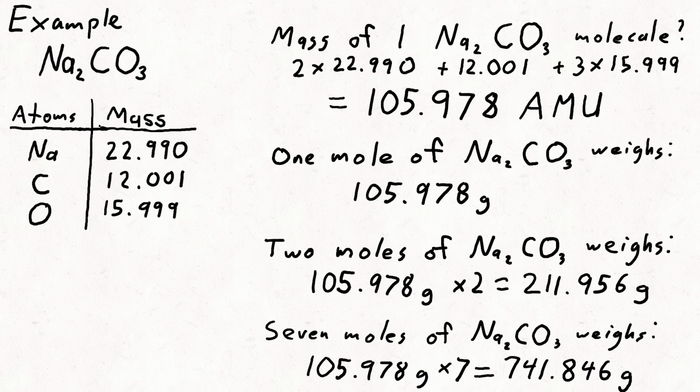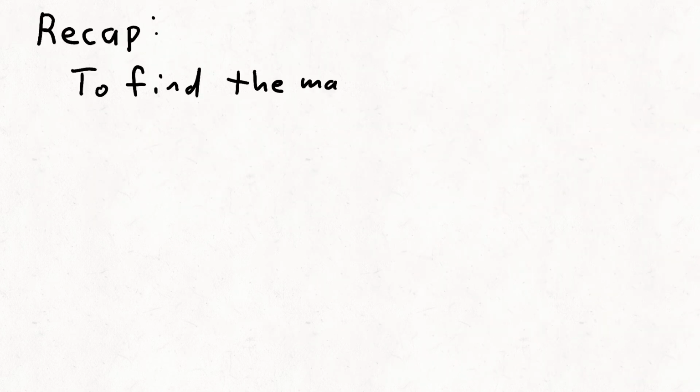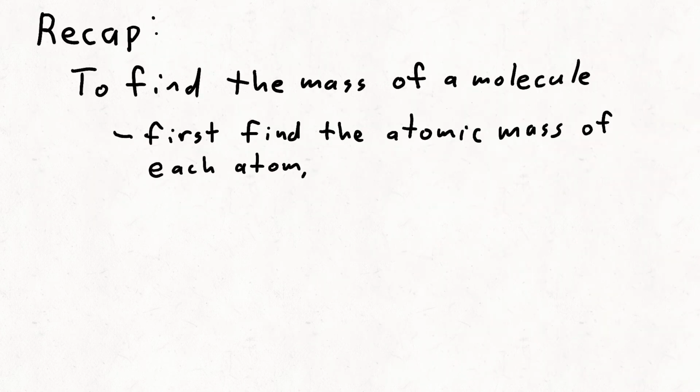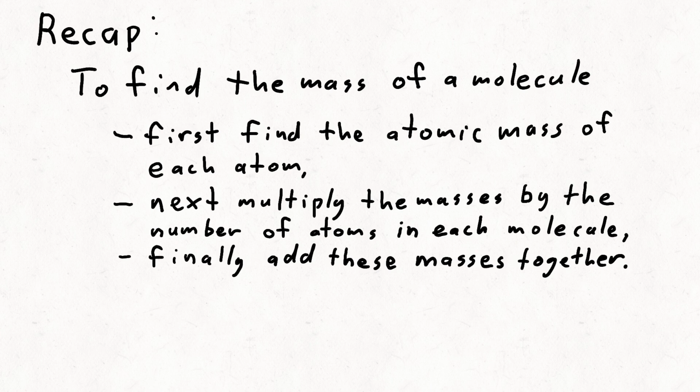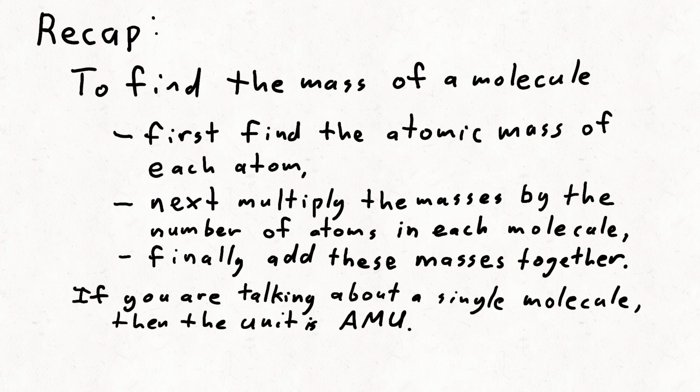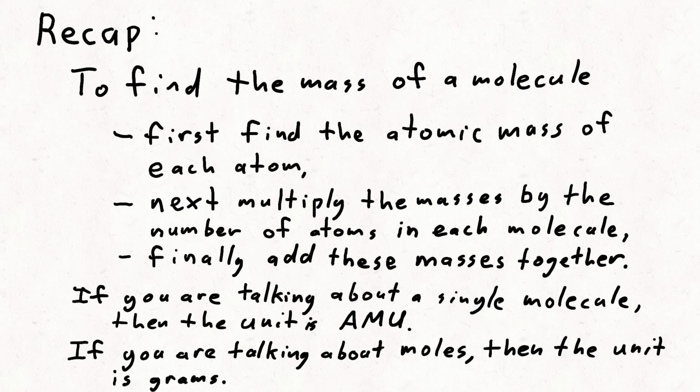To recap, to find the mass of a molecule, first find the atomic mass of each atom. Next, multiply the masses by the number of atoms in each molecule. Finally, add these numbers together. If you're talking about a single molecule, then the unit is AMU. If you are talking about moles, then the unit is grams.